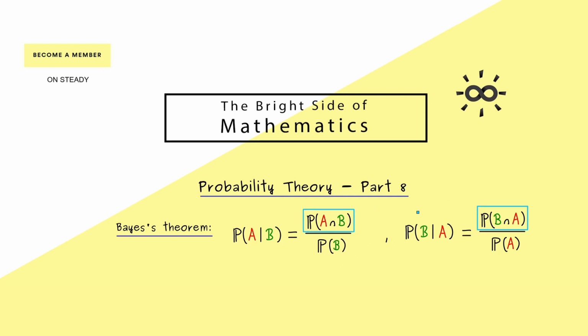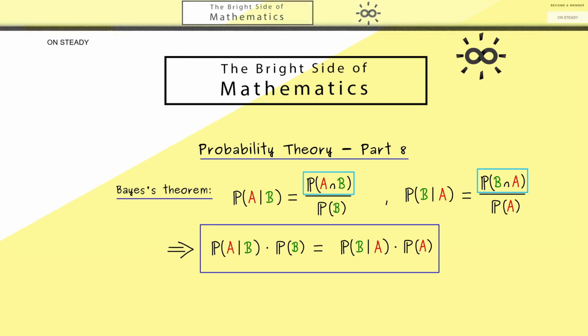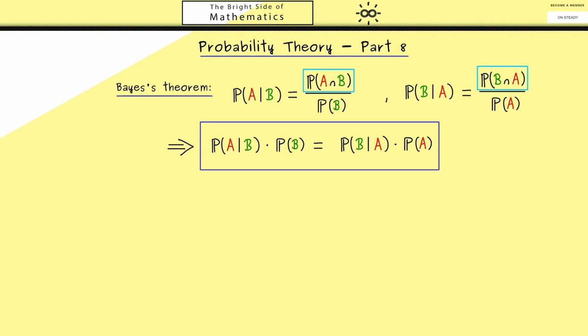Hence with this part we can put both equations together, which leads us on the left hand side to P(A|B) times P(B), and on the right hand side to P(B|A) times P(A). And in fact, this is what we call Bayes' theorem. In this order it's easy to remember because here we have the condition B and P(B) and here the condition A and P(A). Okay, at the end of the video I can show you how we can use this formula.